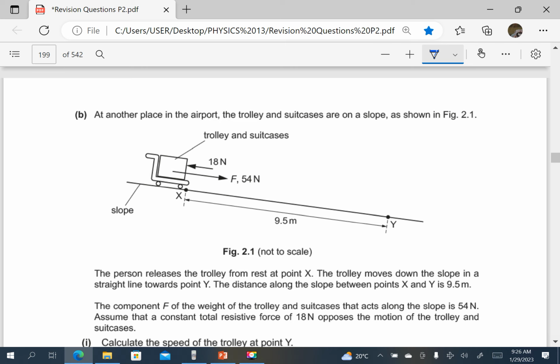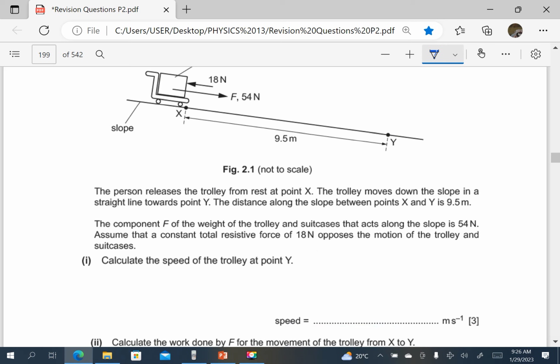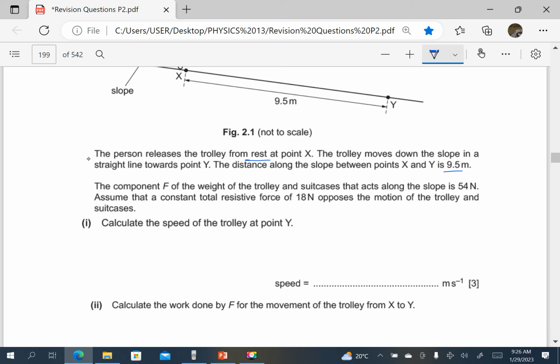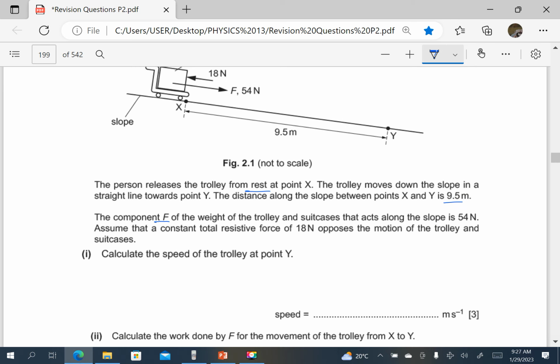Another place in the airport, the trolley and the suitcase are on a slope, as shown here. So the person releases the trolley from rest again at point X. So initial velocity at X is zero. The trolley moves down the slope in a straight line towards point Y. The distance along the slope between the two points is 9.5 meters. The component F of the weight of the trolley and the suitcase that acts along the slope is 54 newtons. Assume that a constant total resistive force of 18 newtons opposes the motion of the trolley and the suitcases. Calculate the speed of the trolley at point Y.